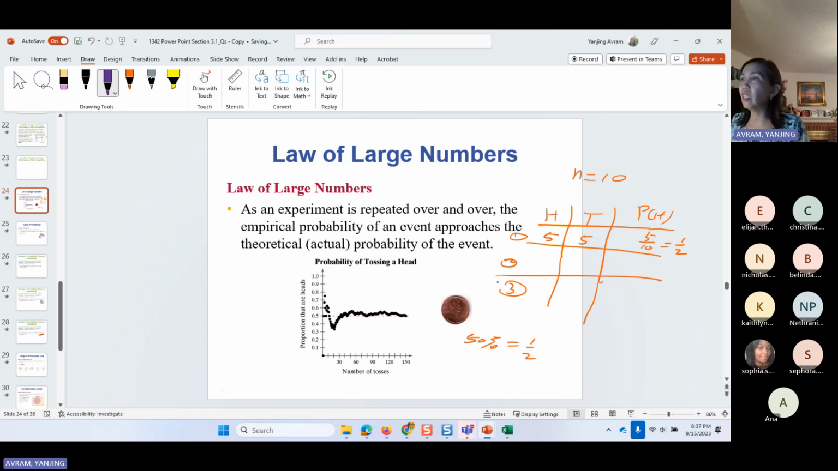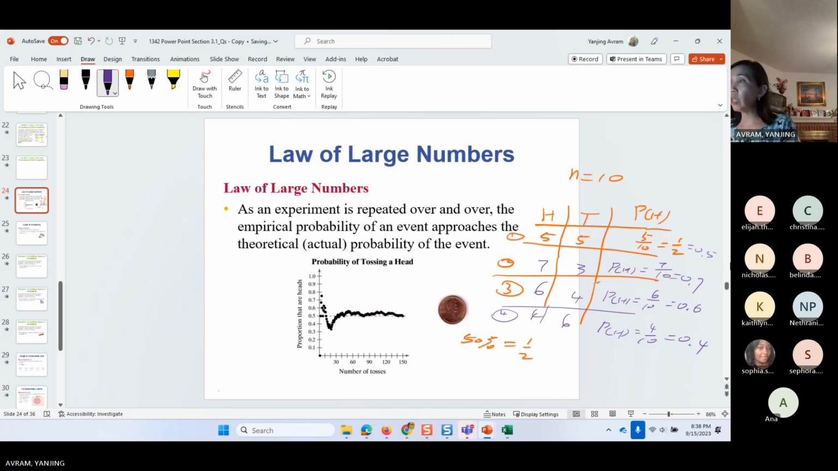But actually, when you do the real experiment, not every group will get 5 and 5. Some of the groups get a 7, some of the groups got a 6, some of the groups may even get a 4. So that means the tails will be 3, 4, 6. So what's the probability of getting a head here? Now this will be 7/10, right? And then this probability of getting a head will be 6/10 or 0.6. This will be 0.7. This probability of getting a head will be 4/10, which is 0.4. So you can see it's not always 0.5.